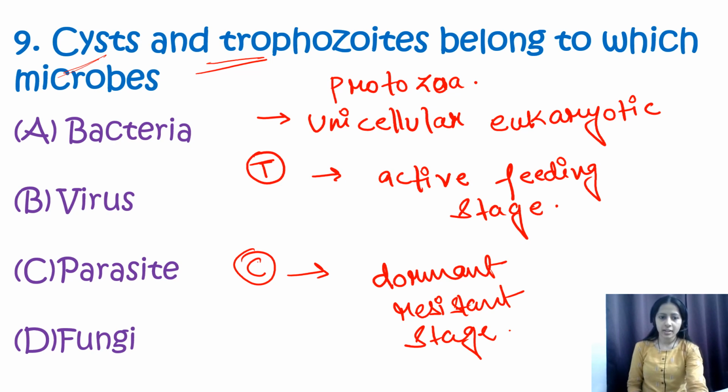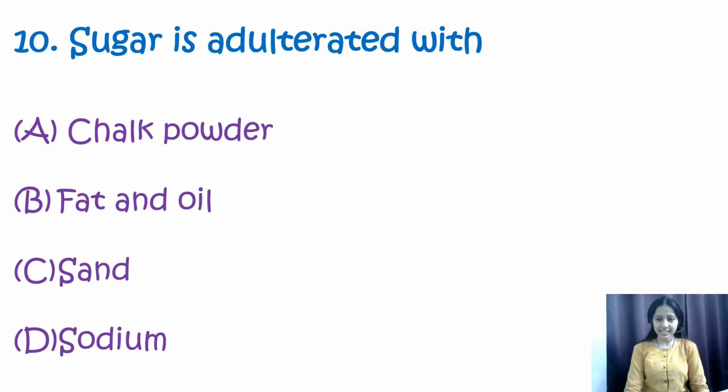So over here my correct option is option number C, that is parasites. So next, question number 10. Sugar is adulterated with: options are chalk powder, fat and oil, sand and sodium.